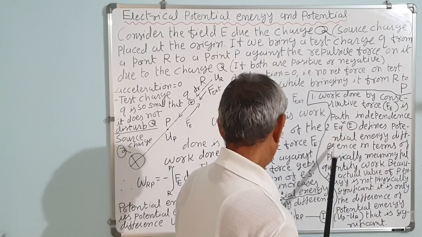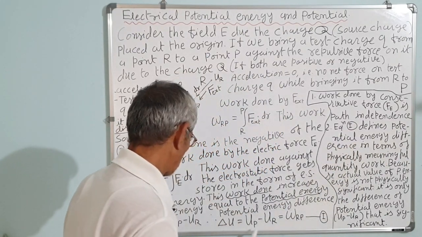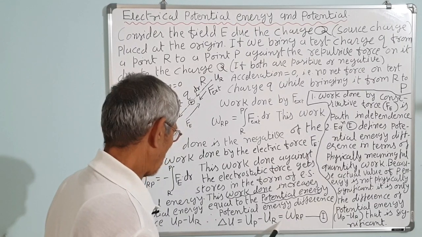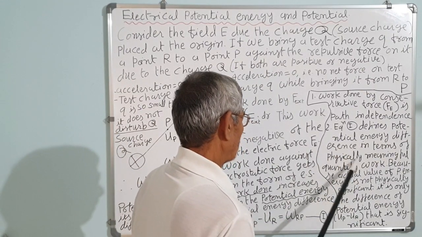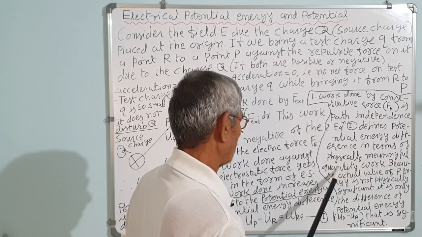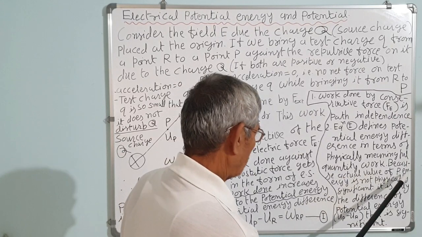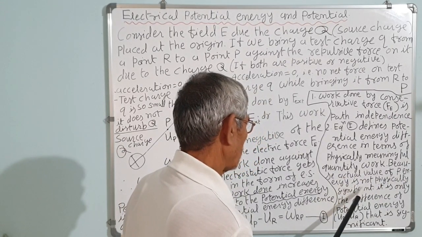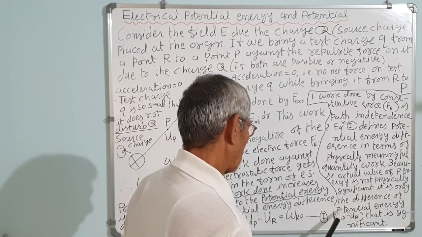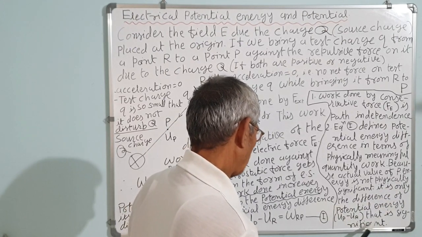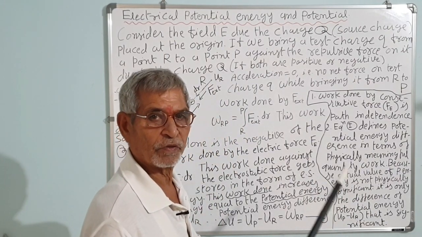Number 2, equation 1 defines the potential energy difference. This is the potential energy difference. Actually, we use it in terms of the physically meaningful quantity, the work, because the actual value of potential energy is not physically significant. It is only the difference of potential energy that is meaningful, that is UP minus UR. We do not use the potential energy, we use the potential energy difference.